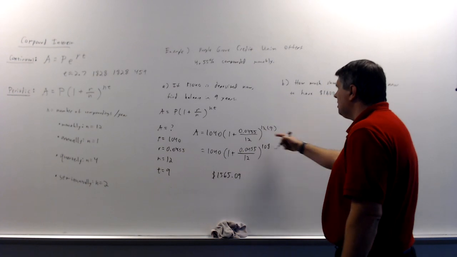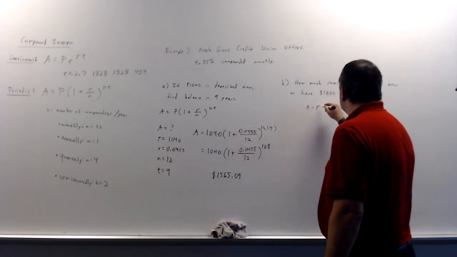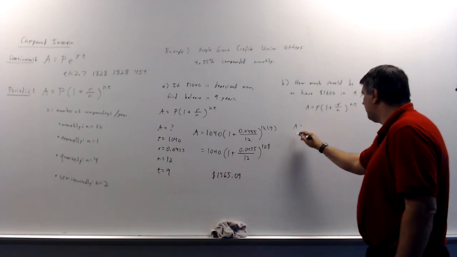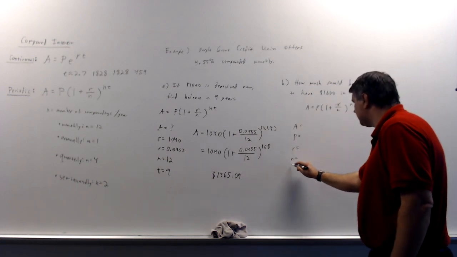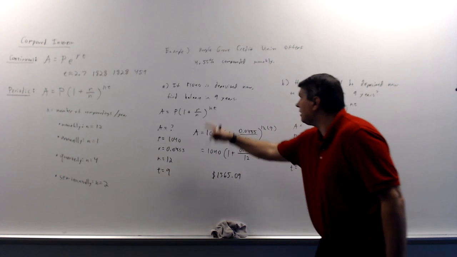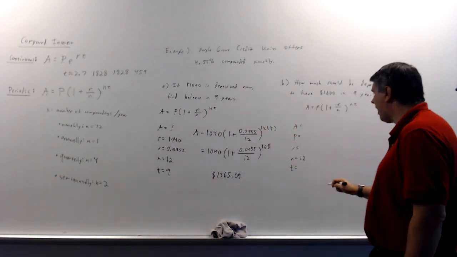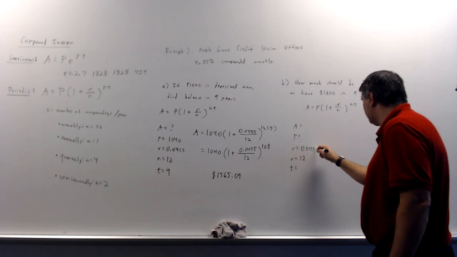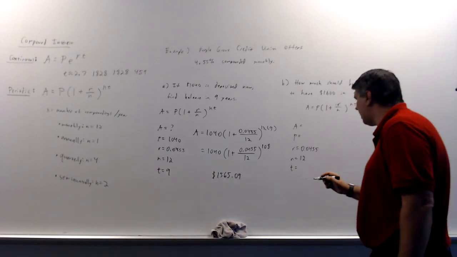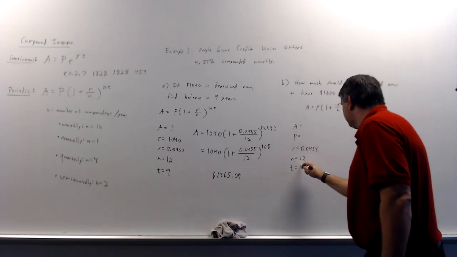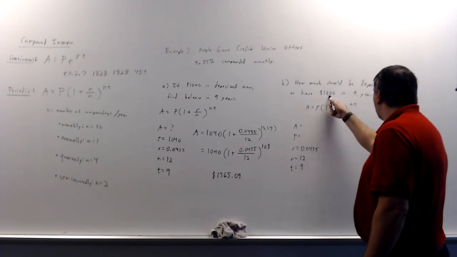Okay, so for this one, same formula. So A equals, P equals, R equals, N equals, and T equals. So the cumulative value is going to be 1600. So it's compound monthly, so N will be 12 throughout this problem. The rate is 0.0455. Sorry, my brain was still on the last example. T is 9. And this 1600 goes with the future value.